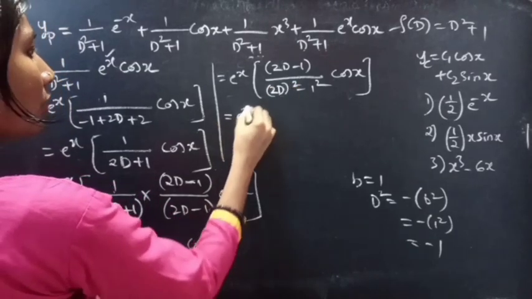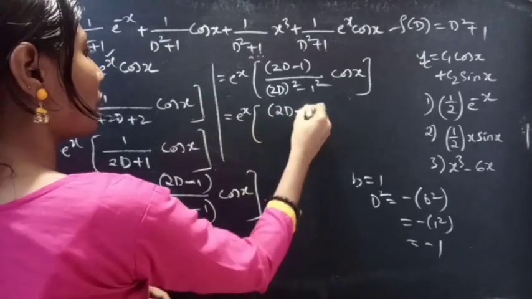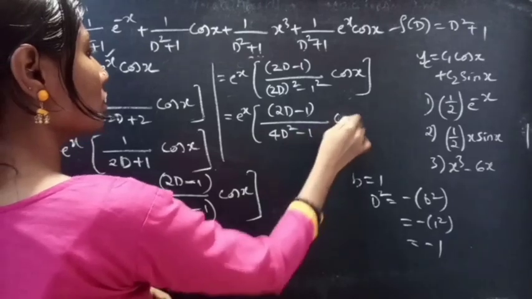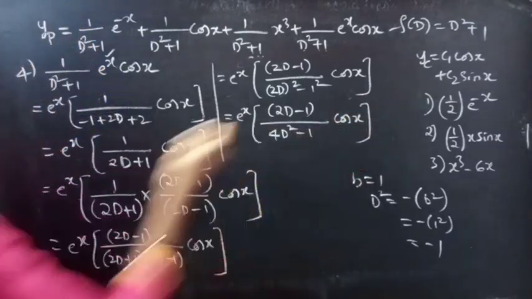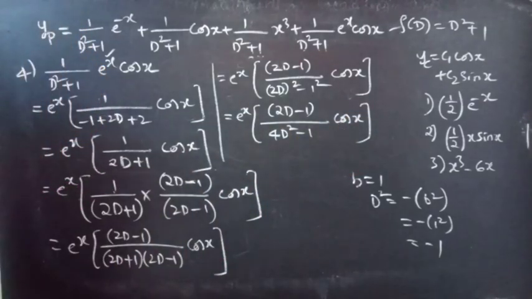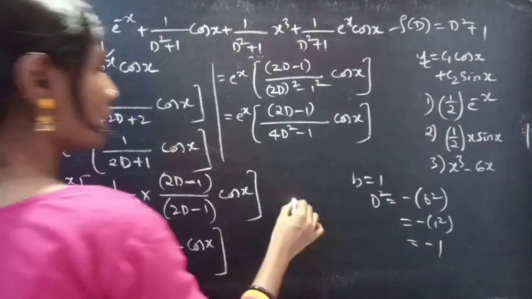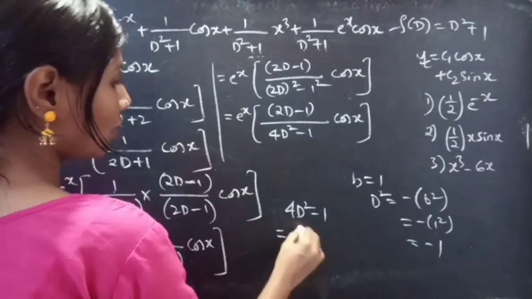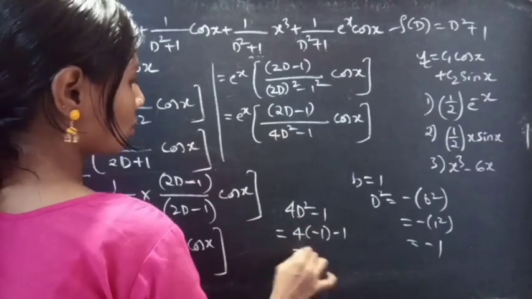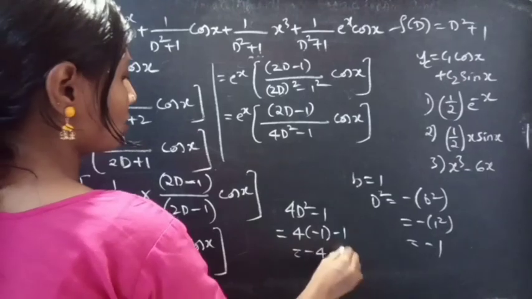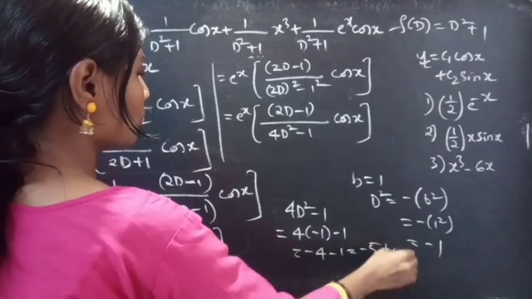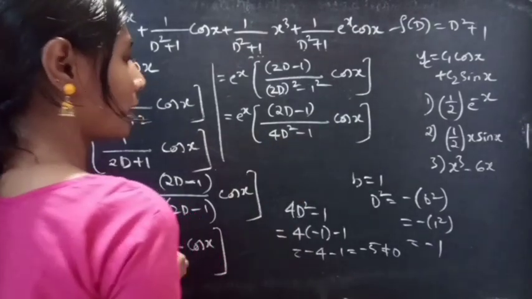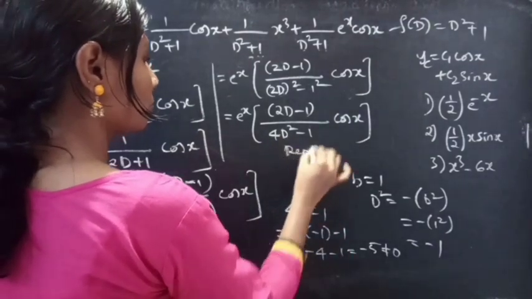So we can write it as 2d whole square minus 1 square into cos x, which is equals to e power x into 2d minus 1 by 2d whole square is 4d square minus 1 into cos x. Again, d square appears in the denominator. So let's see what happens if we replace d square by minus 1. Always remember that the denominator must be non-zero. Okay, if I replace d square, I will get 4 into minus 1 minus 1, which is minus 5, non-zero. So we got the denominator non-zero by replacing d square by minus 1. So let's replace d square here.